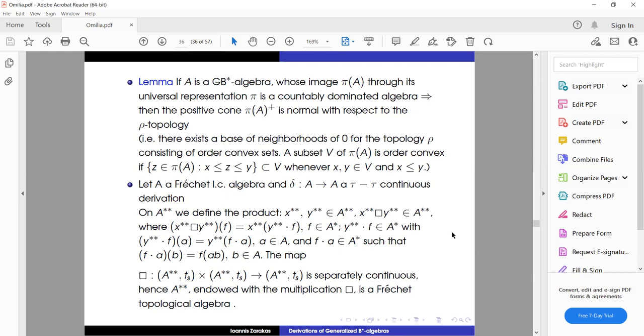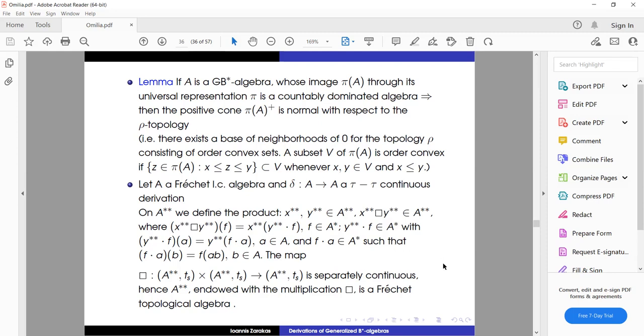Okay, the construction. Briefly, I would describe some parts of this construction. So we started with an algebra alpha and our derivation delta. We would like to extend it to the bidual of alpha. Naturally, as in the Banach case, we take the square, the product of any two functionals from the bidual, which is the natural definition of such a product between the biduals.